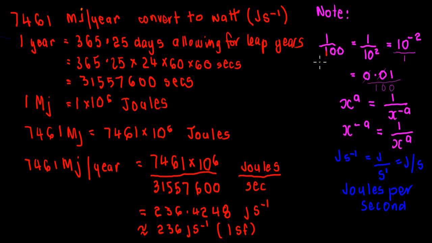236.4248 joules per second. Now that's a very precise answer, and I think it's actually rounded to 4 decimal places there. We're dealing with quite large numbers, but what did we start with? Well, 7461 megajoules is, it's sort of to the nearest megajoule. So, I think we'd be pushing it.